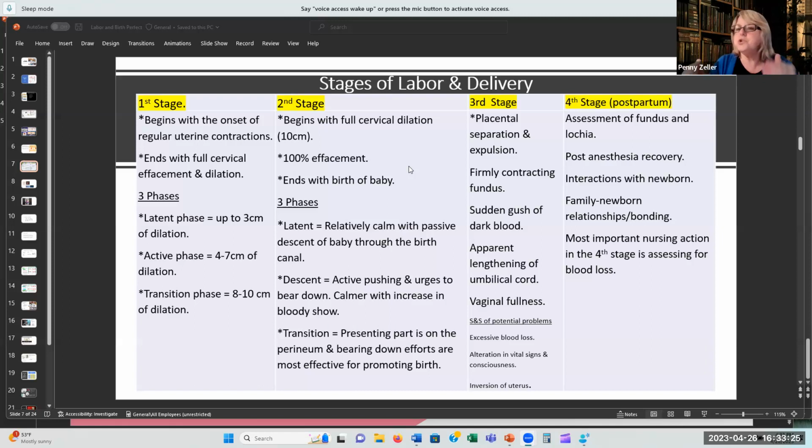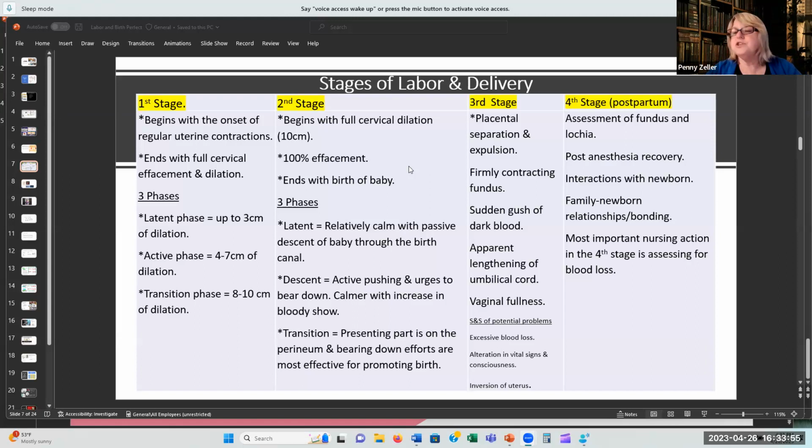This is the majority of stage 1, the active phase. She has to go from 4 to 7 centimeters, and usually 1 centimeter in a couple of hours is not the best. It'd be better if it's 1 centimeter every hour, but most clients usually dilate 1 to 2 centimeters every hour.